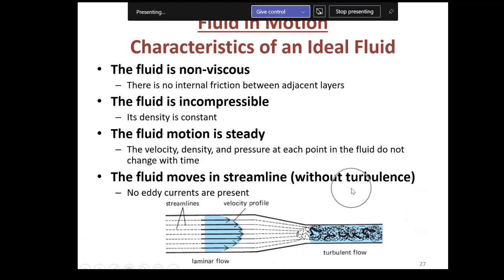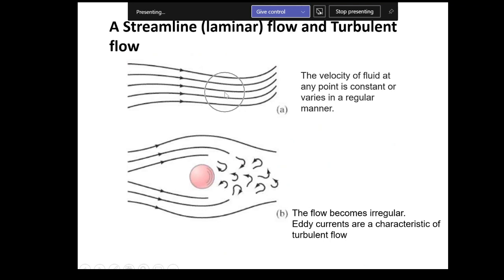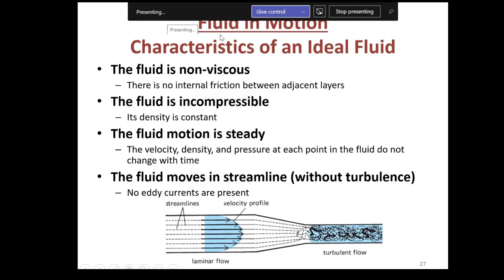Moving in a streamline means without turbulence or eddy currents. So what is the difference between streamline and turbulence? You can look at the diagram. Laminar flow means streamline. The fluid layers in a laminar flow are all parallel and in a regular manner. But in turbulent flow, you can see it is in an irregular manner. So for an ideal fluid, the fluid is in streamline or laminar flow. You can refer to the other slide also. For laminar flow, the velocity of the fluid at every point is almost constant, and this one is irregular. This is turbulent flow. Streamline flow can also be called laminar flow. So these are the assumptions that we made for an ideal fluid: the fluid is non-viscous, incompressible, the motion is steady, and it moves in streamline.